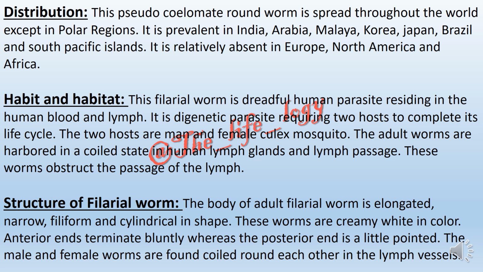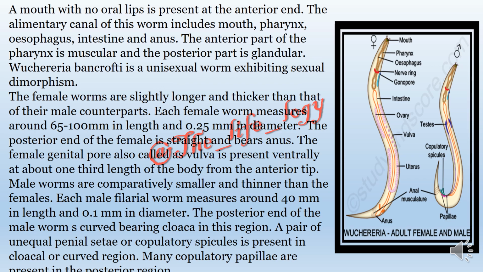Now, the structure of filarial worm. The body of the adult filarial worm is elongated, narrow, filiform and cylindrical in shape. These worms are creamy white in color. The anterior end terminates bluntly, whereas the posterior end is a little pointed. The male and the female worms are found coiled around each other in the lymph vessels. A mouth with no oral lips is present at the anterior end.